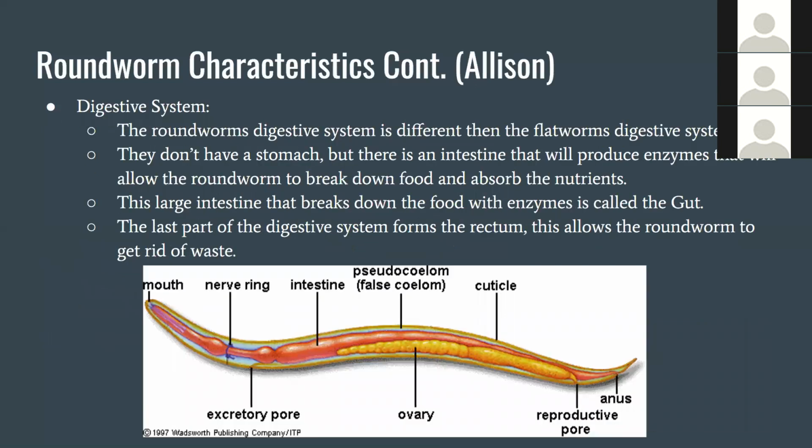The roundworm digestive system is different from flatworms. They don't have a stomach, but they do have an intestine that will produce enzymes that will allow the roundworm to break down the food and absorb nutrients. This large intestine that breaks down the food with enzymes is called the gut. The last part of the digestive system is the rectum. This allows the roundworm to get rid of its waste.